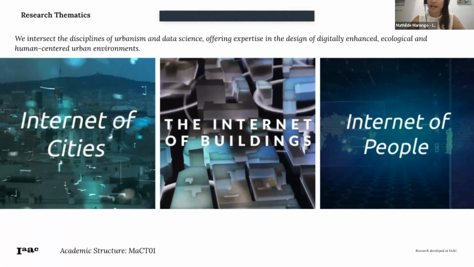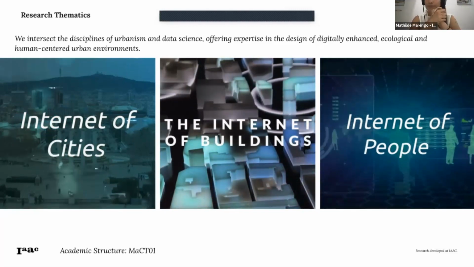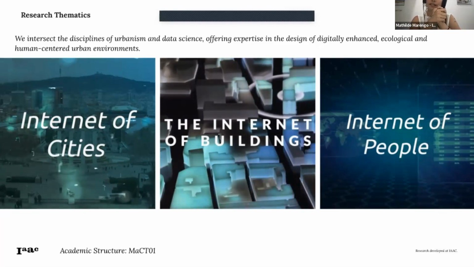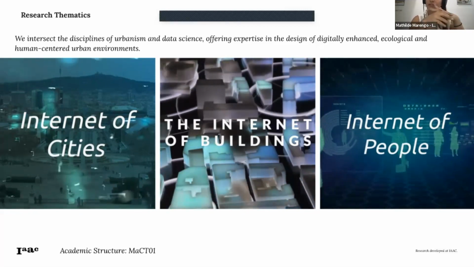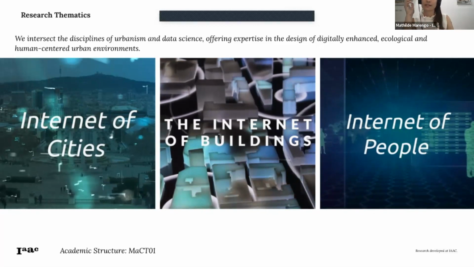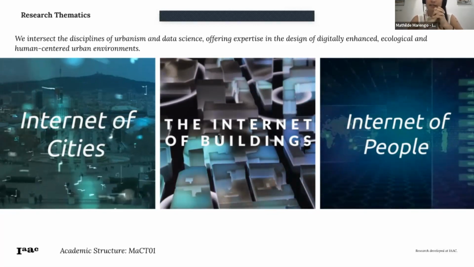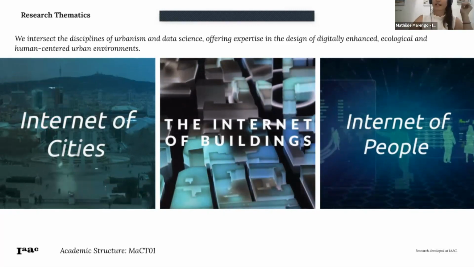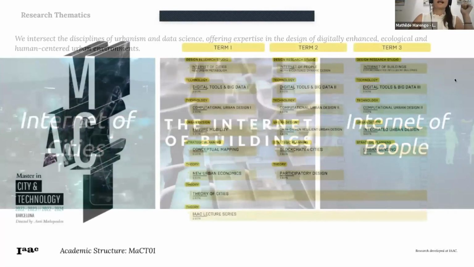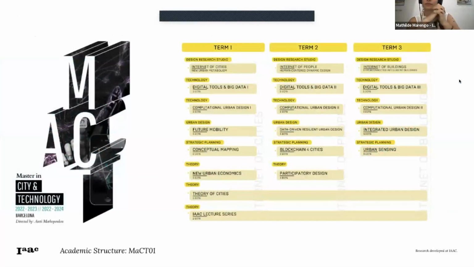The program structure follows 3 terms, and each of these focuses on a different expertise. So from the design of digitally enhanced, ecological and human-centered urban environments, we intersect, as I was saying, the disciplines of urban design and data science. So the program follows a 3-term structure, and we touch on different spaces of design, spaces where we engage actively with technologies, spaces of strategic planning, and spaces of understanding the theories and practices of this new contemporary urban condition.